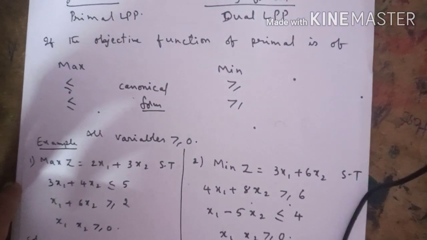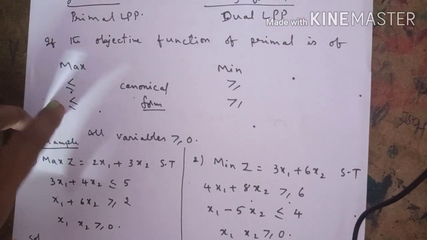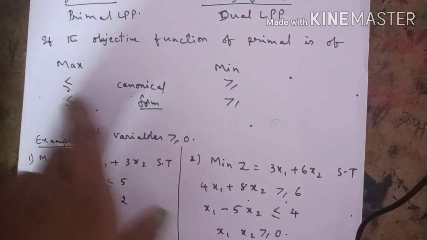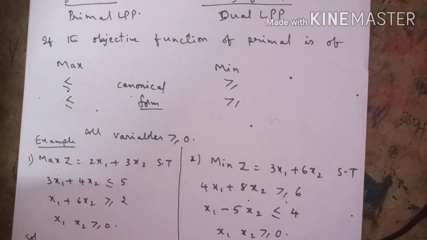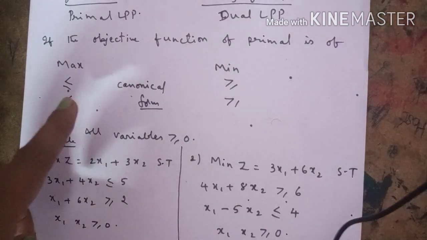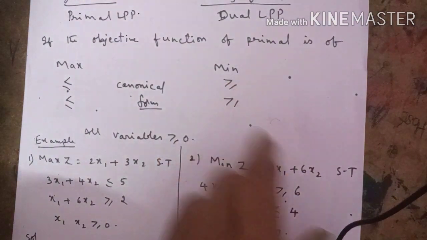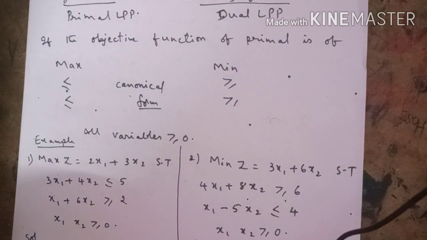Now, for the given LPP, what is the canonical form? If it is of maximization type, the constraints must have the less than or equal to symbol. If it is of minimization type, the constraints have the greater than or equal to symbol. Then we say that the primal LPP is in the canonical form. If it is in the canonical form, then in the very next step you can start converting into the dual directly. If it is not in the canonical form, that means one constraint is less than or equal to and another constraint is greater than or equal to, here also, then we have to convert that into the canonical form and then convert into the dual.